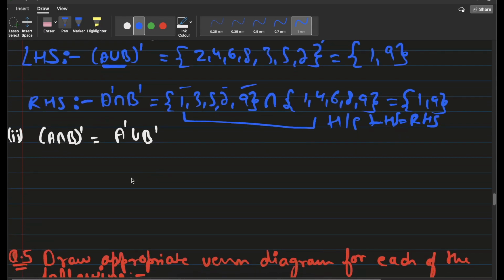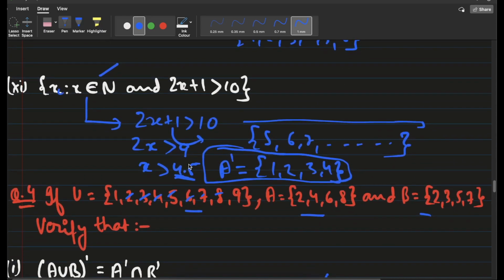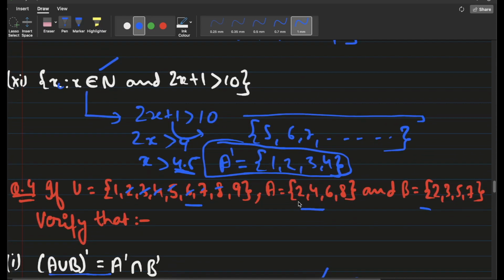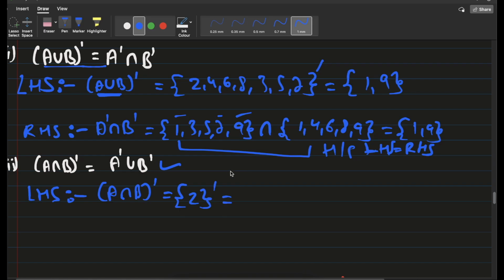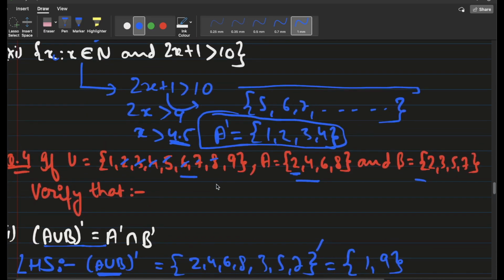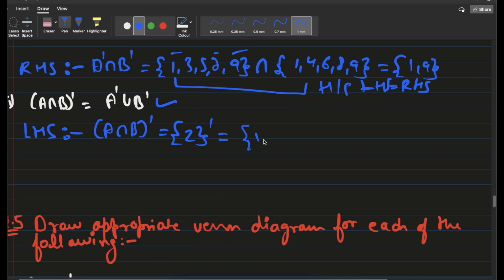Now next question. Here also we have to prove the second De Morgan's theorem, which was this. So now let's once again find LHS. What is LHS? (A intersection B) complement. First let's find A intersection B. I can see only 2. A intersection B is 2. Complement it, remove element 2 from the universal set. So what will we be left with? 1, 3, 4, 5, 6, 7, 8 and 9.